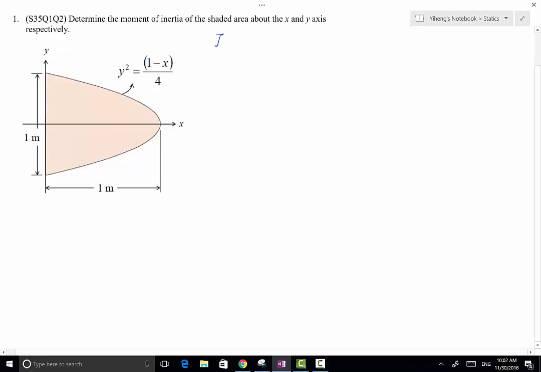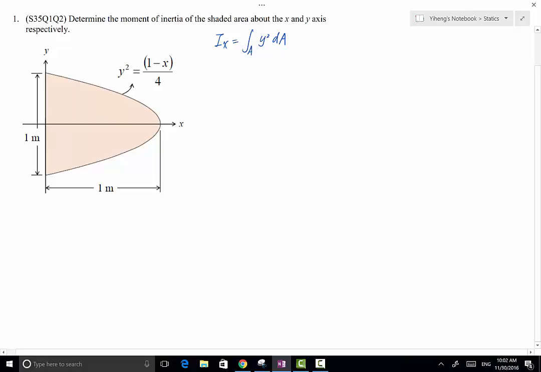So we know the formula Ix equals the integration throughout the area of y squared dA. This dA right here represents the area of the differential element that we choose, and this y right here is the perpendicular distance from this differential element to the x-axis. So how do we choose this differential element?